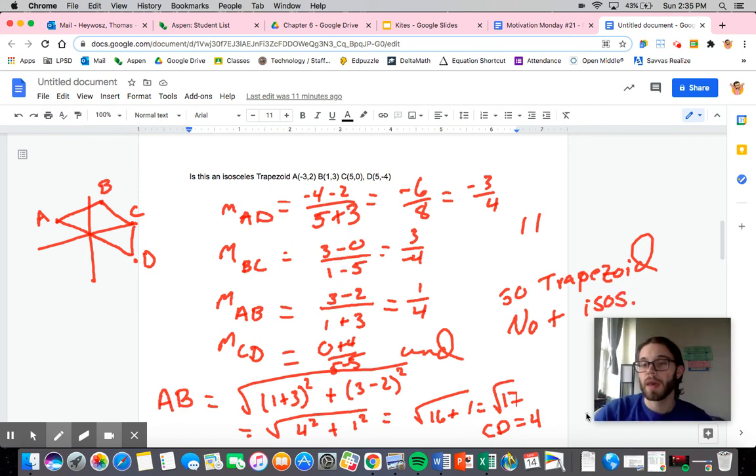All right. And ultimately, if they had been the same number, it would have been isosceles. I personally think that's probably going to be the easiest way for you to show that something's an isosceles trapezoid, but you are welcome to use the diagonals if you would prefer.